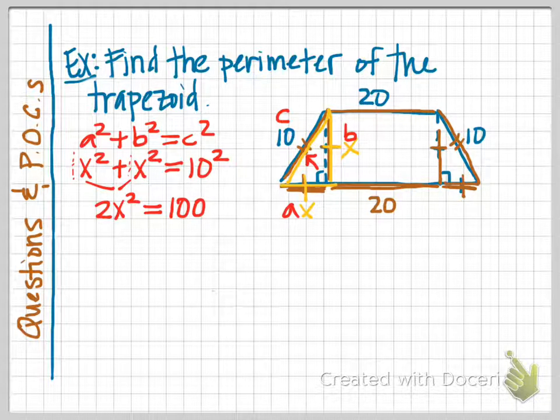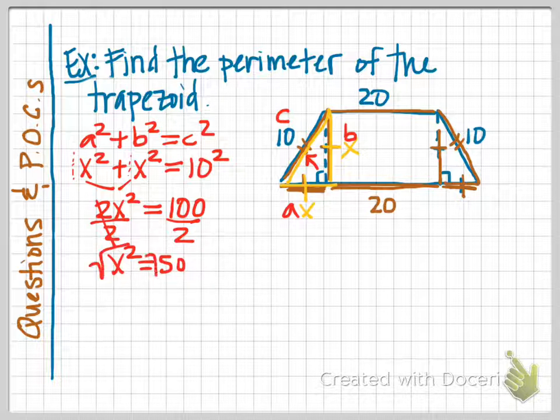So we're going to get x squared by itself, like we've been doing, and then we'll take the square root of both sides. But the first thing we need to do to get x squared by itself is divide both sides by 2. So x squared equals 50. Now we'll go ahead and take the square root of both sides. The square root of x squared is x.